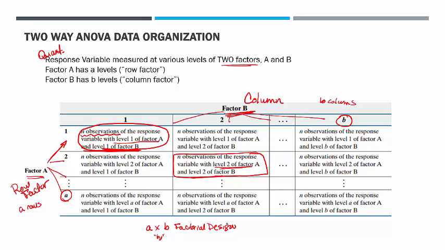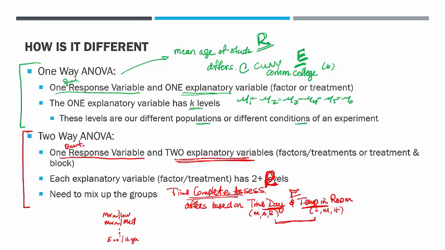Okay, why A by B? Because you end up having A times B as the number of distinct groups when you look at all the different mixings, right? So in the example before, with time of day and temperature in the room, if I have morning, afternoon, and evening, mix that up with the temperature in the room, low, medium, and high, right? We get 3 by 3 or 9 groups. So we call it a 3 by 3 design.